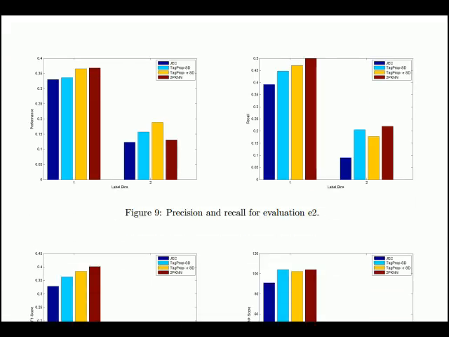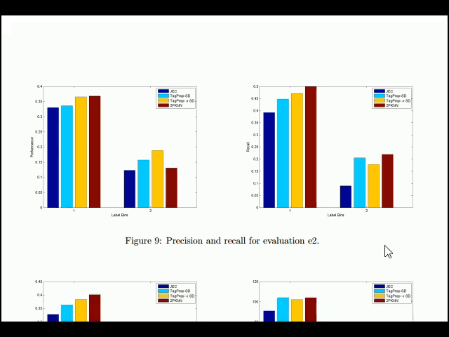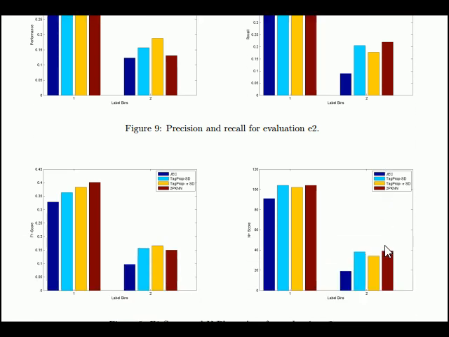Similarly, for TagProp, we can clearly see that the performances of labels which are frequent are significantly higher than the performances of labels which are infrequent. This shows the precision value for all four variants of TagProp. This is recall for all four variants of TagProp. Similarly, this is F1 score and this is N plus.